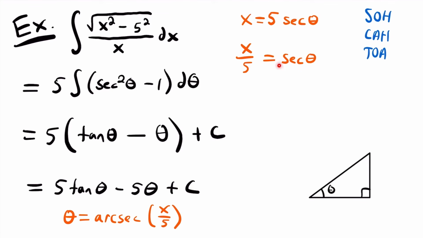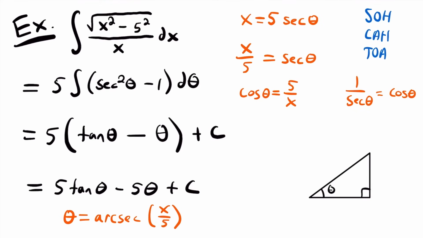Now in this case we have secant theta, but remember that 1 divided by secant theta is equal to cosine theta, and so cosine theta would just be equal to the reciprocal of x divided by 5, right? If we changed both sides of this equation to be their reciprocals, secant theta would become 1 divided by secant theta, which is cosine theta, and x divided by 5 would become 5 divided by x. And so cosine theta is equal to 5 divided by x.